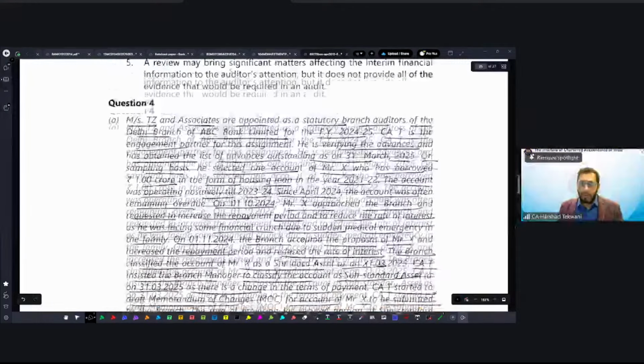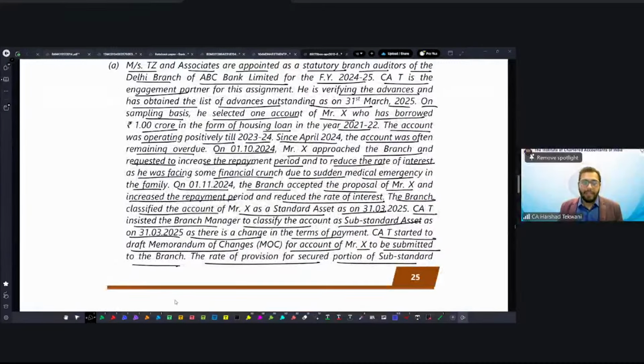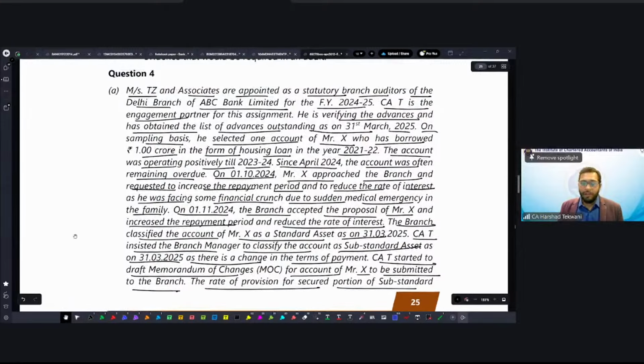Now, I'll give you a minute to read the question again and then you answer first of all with the asset classification. Take a minute, read the question and then try to answer for the asset classification.